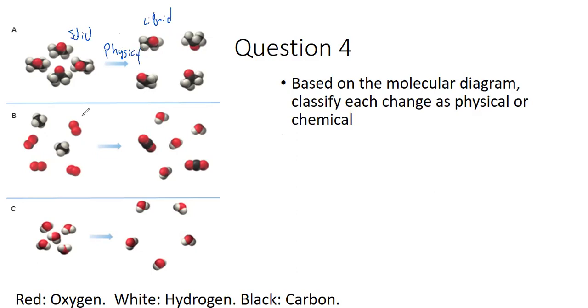In B, we have oxygen and we have methane. We are combining the oxygen and the methane to make water and carbon dioxide. We are breaking bonds. This is a chemical change. Also, when you burn any carbon compound, you always get water and CO2 out. That's a fun little reaction there.